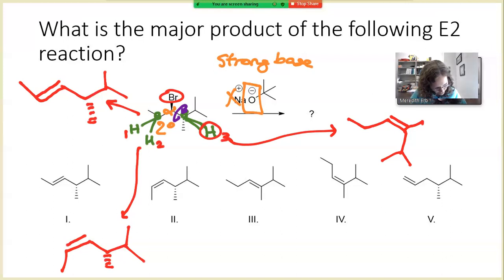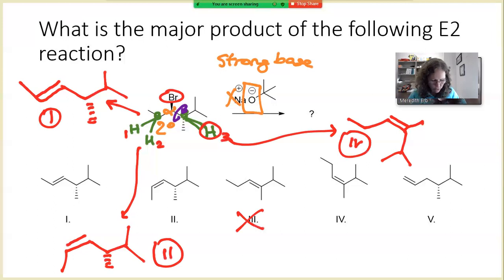Okay, so answer choice 1 is on the board. This is answer choice 1 right here. This is answer choice 2. And this is answer choice 4. So 3 is not possible, again, because it won't have the correct stereochemistry, the anti-periplanar arrangement of leaving group and beta hydrogen. And then we can cross off 4 because 4 would eliminate from a gamma position. So it's too far away from the leaving group to actually eliminate out there. So our 3 options are 1, 2, and 4.